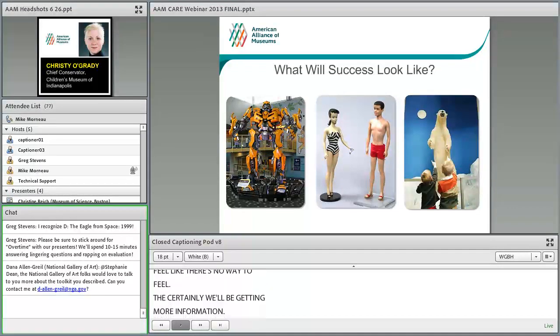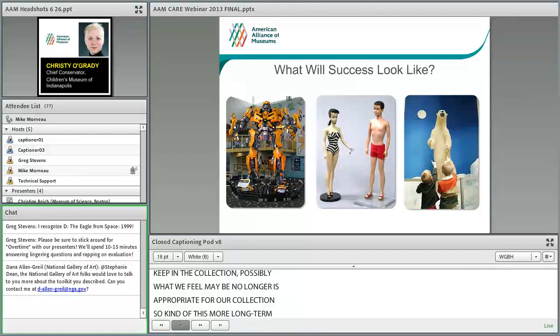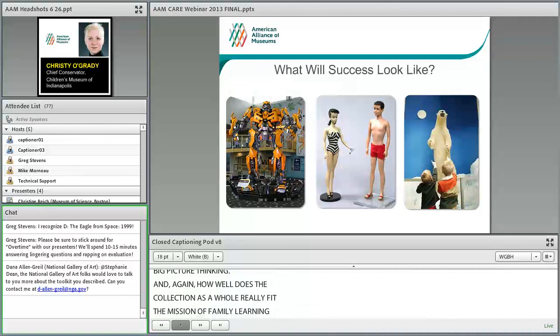We'll certainly be getting more information. It'll just be up to us to really begin to look at how well we can apply that to long-term planning for the collection and strategic planning for what we want to keep in the collection, possibly what we feel no longer is appropriate for our collection. So this is really more long-term, big picture thinking. And again, how well does the collection as a whole really fit the mission of family learning within all of our exhibits and programs?